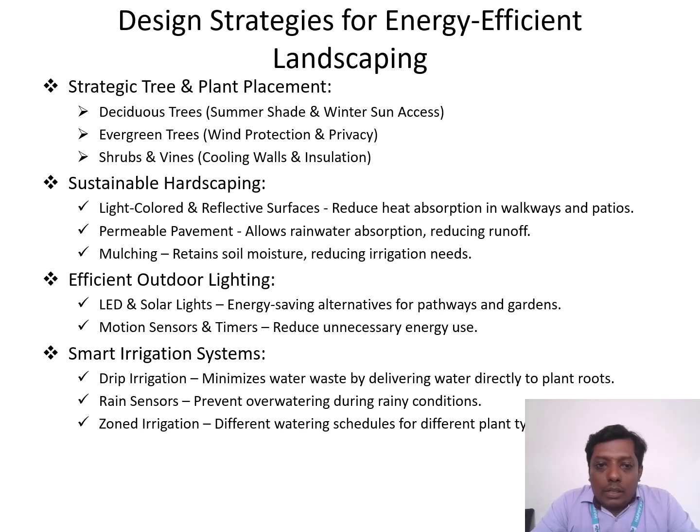Then permeable pavement. What does permeable mean? It allows water, so it allows rainwater absorption and reduces runoff. Mulching retains soil moisture, reducing irrigation needs.